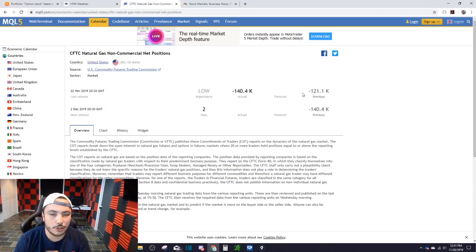So the entire report, you can look at online, CFTC natural gas COT reports, which is the commitment of traders reports. Basically it gives you the sentiment on positions from producers, from large speculators, commercial, non-commercial. It has a lot of different things. But the one that I like to see is this one, the CFTC natural gas non-commercial net positions. Because it tells you, okay, how many people are short? Well, previously it was 121,000. Now it's 140,000. It's an additional 20,000. This happened on November 22nd.